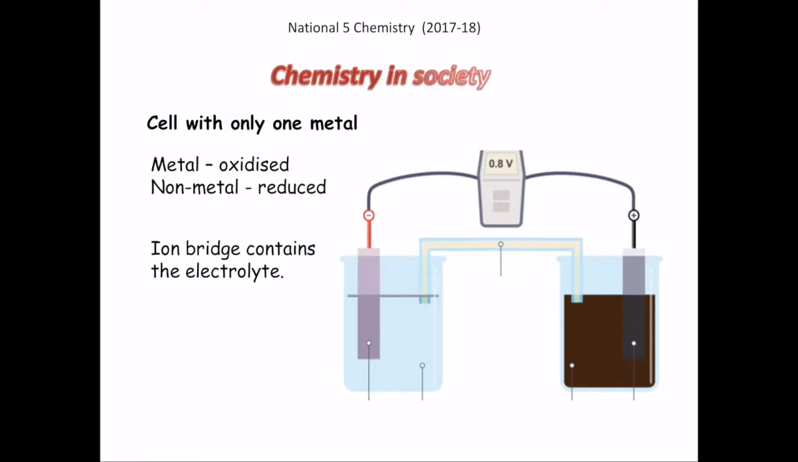In this example, we have a nickel rod which is dipped in nickel sulfate solution, and on the other end we have iodine solution and a carbon rod. The ion bridge has potassium sulfate solution in it. So this is an electrochemical cell with nickel in nickel sulfate and carbon in iodine solution.